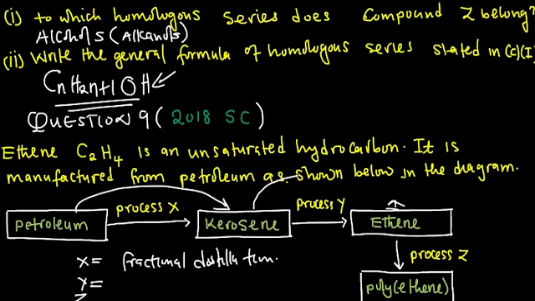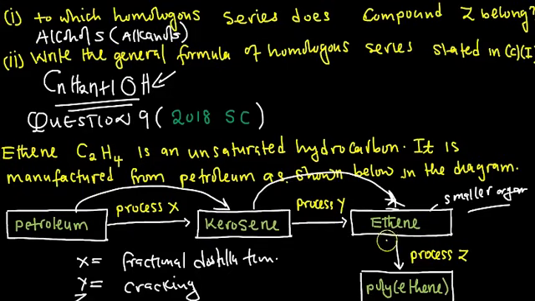So the process by which kerosene is converted to ethene. Now ethene, we can say these are small organic compounds. From a larger one, which is kerosene, what process is that? You should know that that is the cracking. Okay?